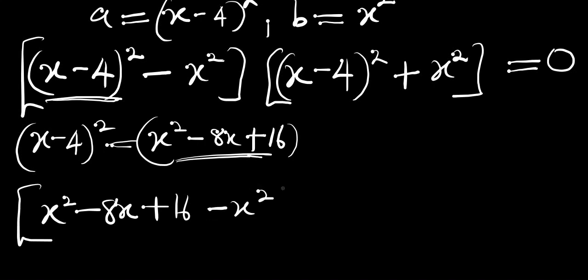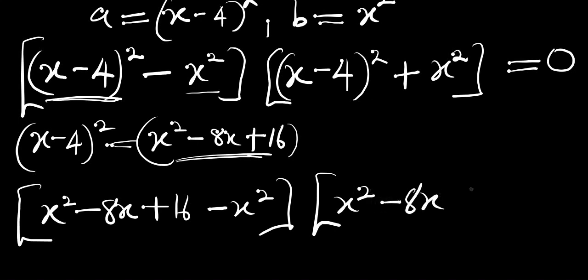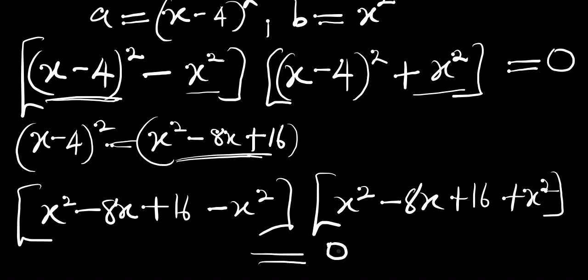minus x^2, this x^2 now. Then we have times the same thing here again, x^2 - 8x + 16. This time around we have plus x^2, and this thing is all equal to what? 0.